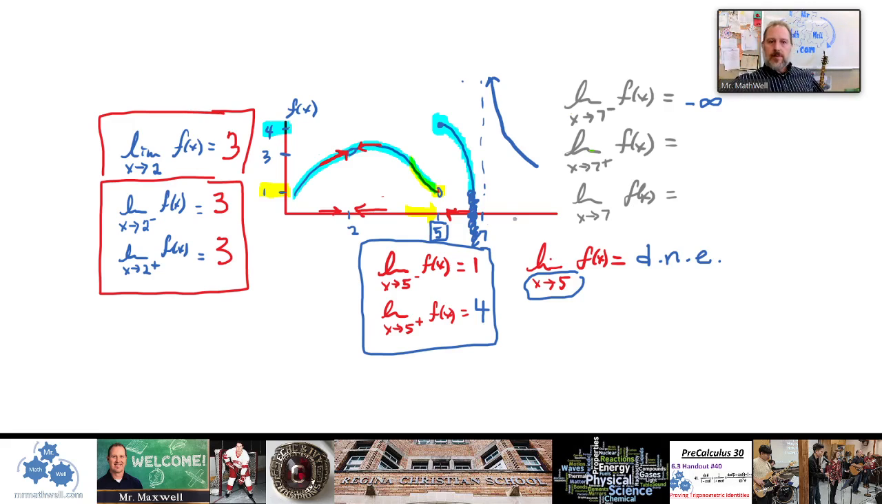What about 7 from the right side? Well, as x approaches 7 from the right, the graph is responding by getting larger and larger and larger without bound. It is approaching positive infinity. And so if we're talking about a limit around a vertical asymptote like this, where the left-hand limit and the right-hand limit are different infinities, then this does not exist either. Okay? Simply because the left-hand limit and the right-hand limits do not agree.